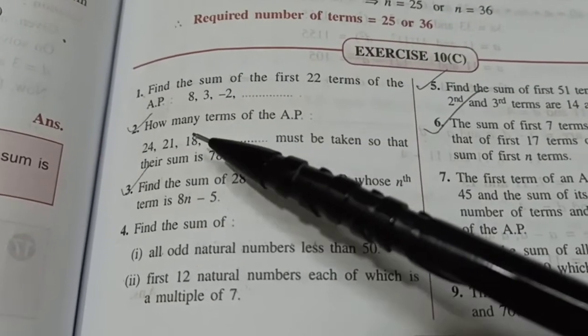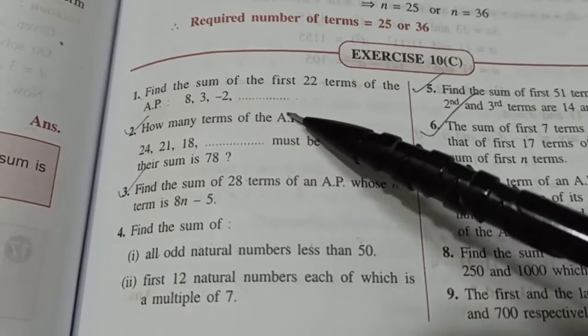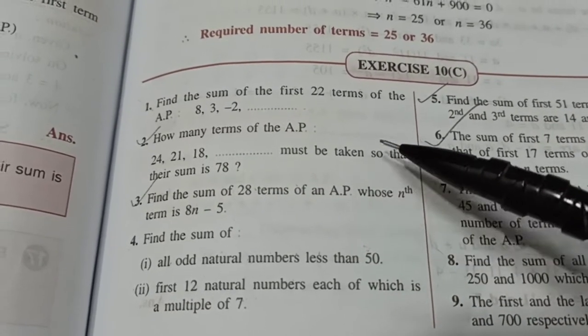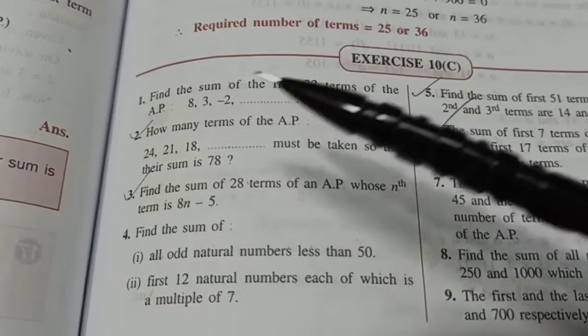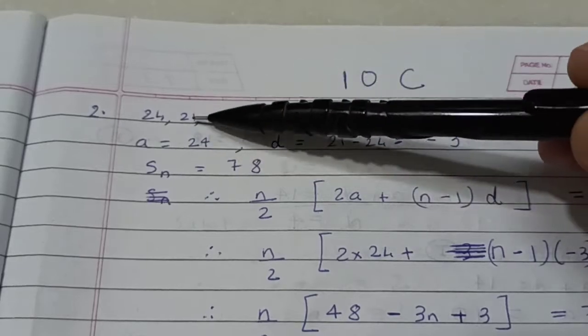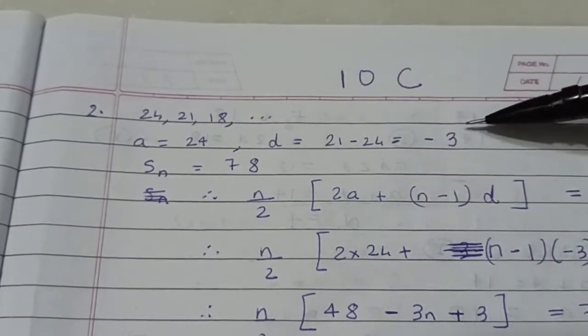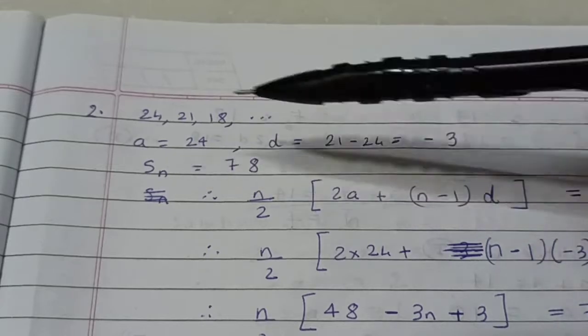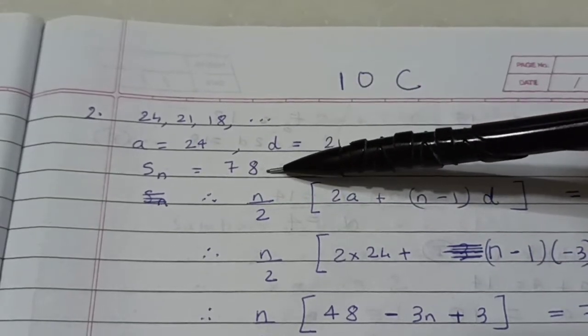Second sum. How many terms of this AP, it's a decreasing AP, must be taken so that the sum is 78. So the sum is given out here. So in this AP, first of all, the first term is 24. The difference is minus 3. Don't forget the negative sign. And the summation is 78 given in the question.